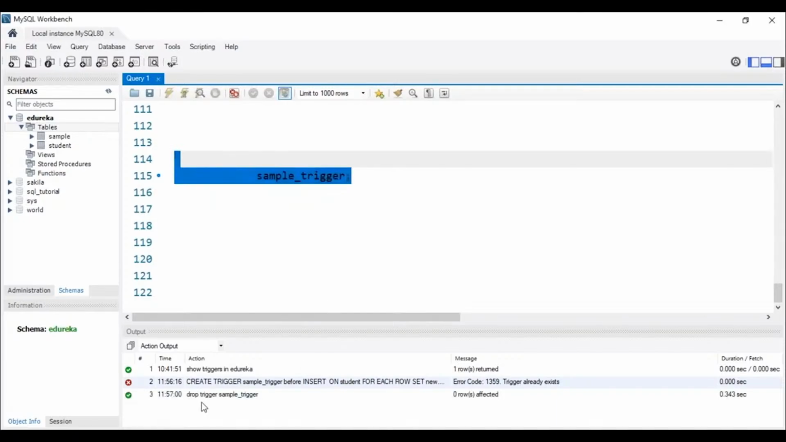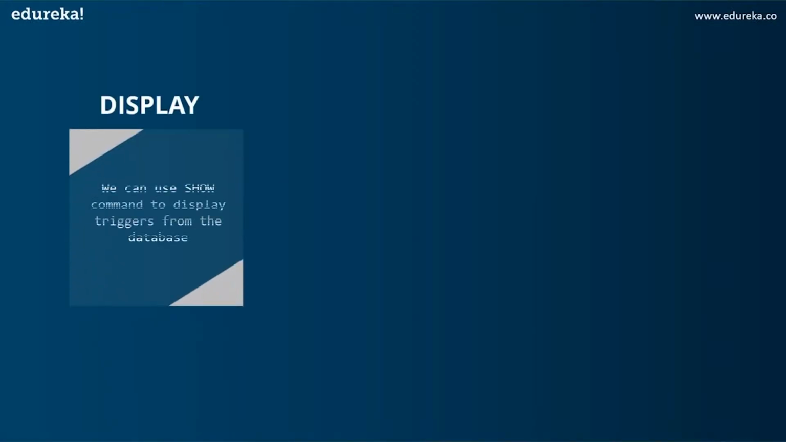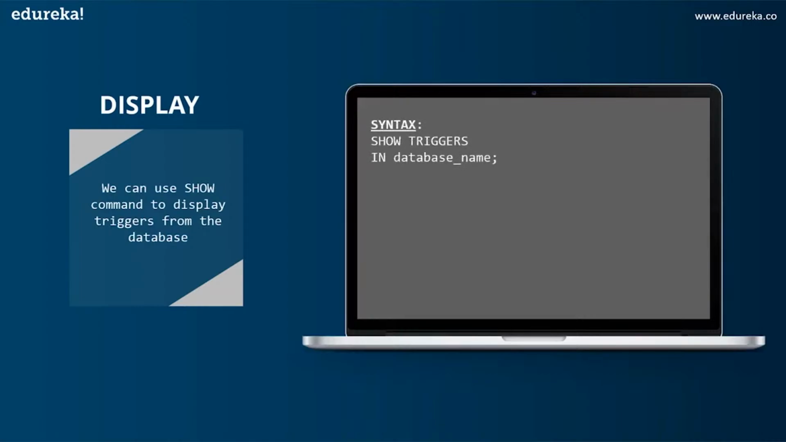So we can see in the status bar, the trigger with the name sample trigger has been dropped. Let's head to the next operation, that is display. We can use the show command to display the triggers from the database. And the syntax for this is show triggers in database name. So let me head back to MySQL Workbench to execute this command.